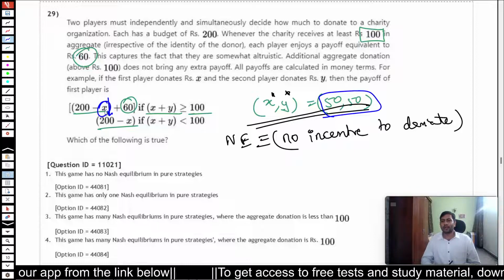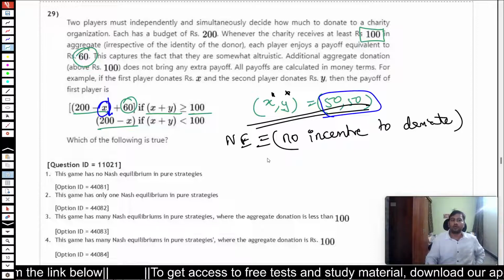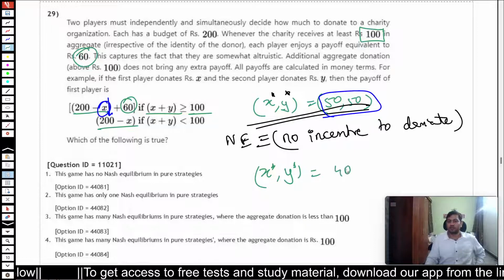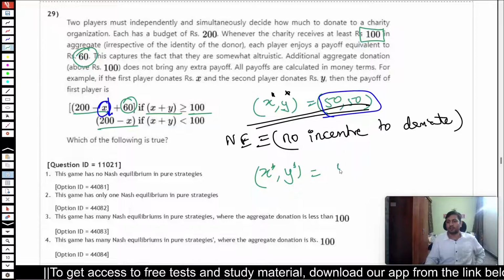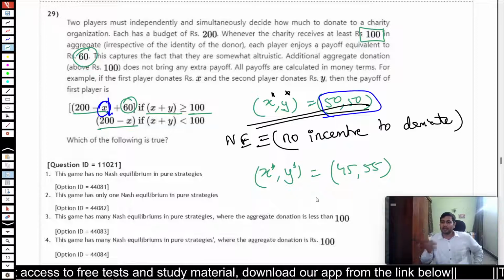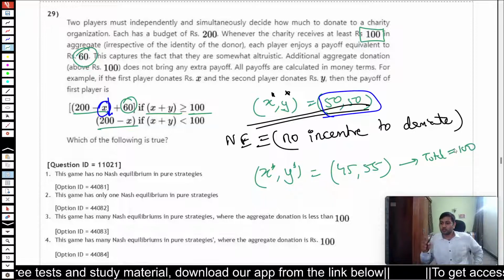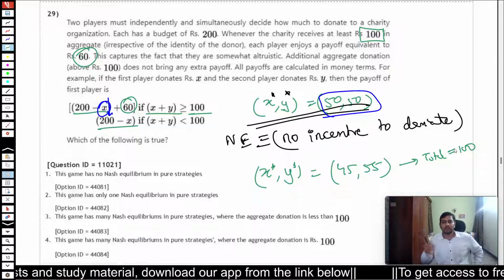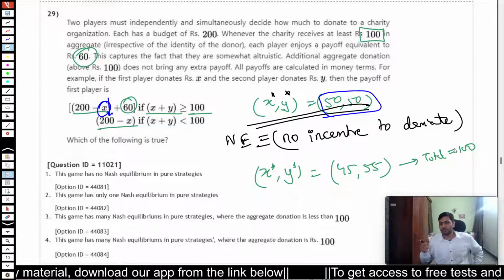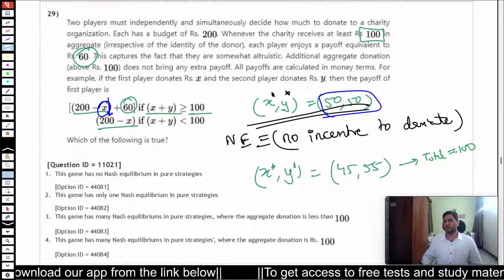Okay, but the question is, is it the only Nash equilibrium? No. There is another Nash equilibrium as well. x star, y star equals 45 comma 55. So even in this case, nobody has an incentive to deviate. Total is still 100, right? So the project gets undertaken. So if you write down the utility of both these people, they are both highest possible. So if anybody now increases or reduces their individual contribution, their utilities would fall.